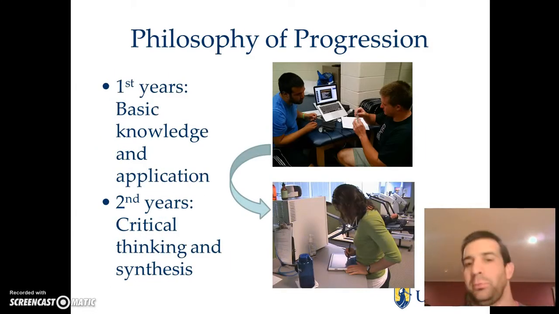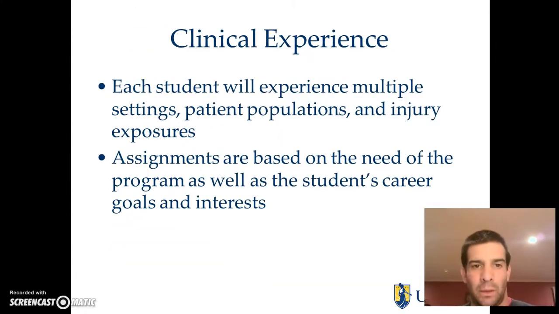Our philosophy of progression is pretty basic. Our first years are basic knowledge and applications. If you remember from the previous module, you look at Bloom's taxonomy, first years are going to be down at that bottom basic knowledge aspect. But as they move forward, we want that critical thinking and synthesis for our second years. We want the second years to be basically not acting independently because they're still going to be supervised at all times, but to work towards autonomy, supervised autonomy, if you will.